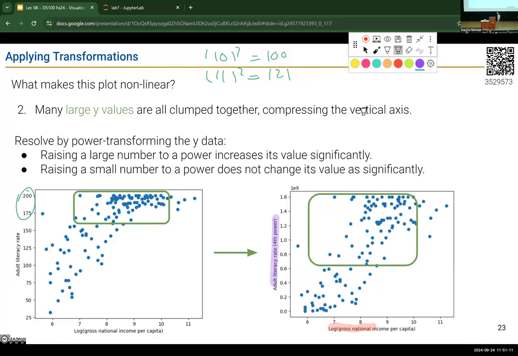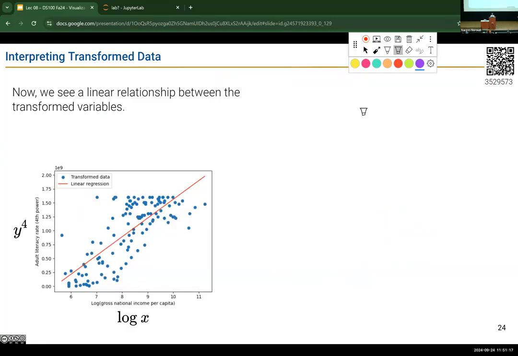And now what we're seeing is a semi-linear trend as opposed to that non-linear trend that we had seen before. So what we can do with this is now put a linear regression line. Now we can understand the relationship between GNI and adult literacy rate using a linear regression model, right? What do I mean by that?